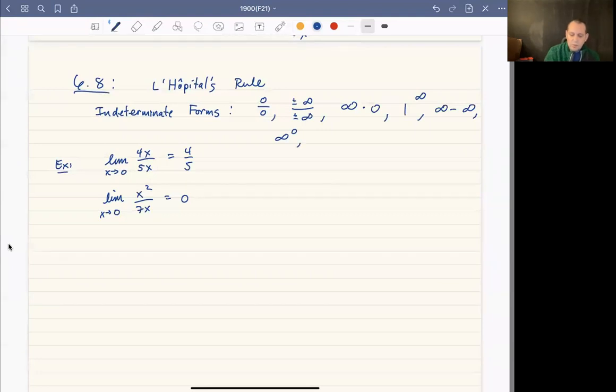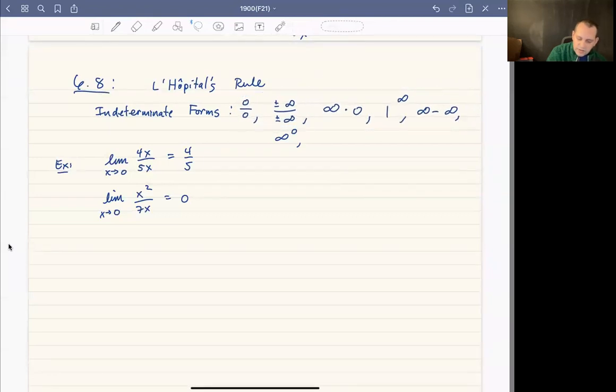And then one that I want to just point out that gets overlooked a lot. So let's talk about things that are not indeterminate forms. I ran out of room here, so I'm just reorganizing.